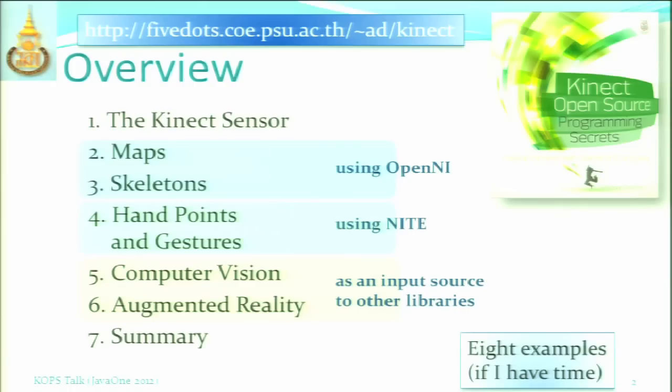We'll see an example. Then I'll move on to a second library, NITE, which is on top of OpenNI, and that gives you extra functionality. In particular, it allows you to track hand points over time as you move your hands about. It also gives you a set of gestures, so you can use NITE to detect things like waves and circular motion of your hands. Then I'll finish off with two examples of the Kinect in unusual domains, one for computer vision and augmented reality.